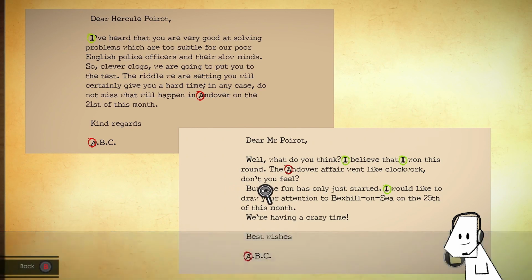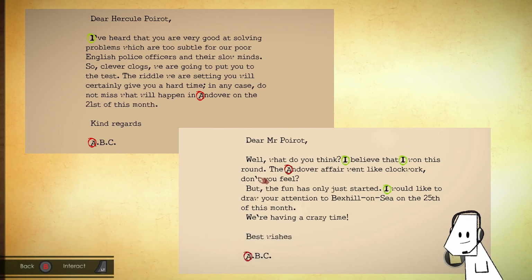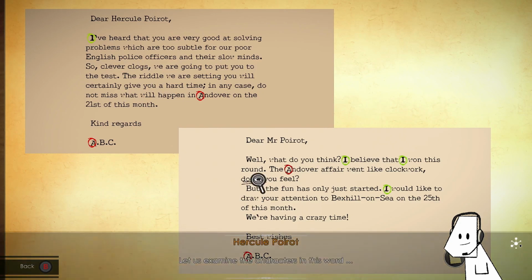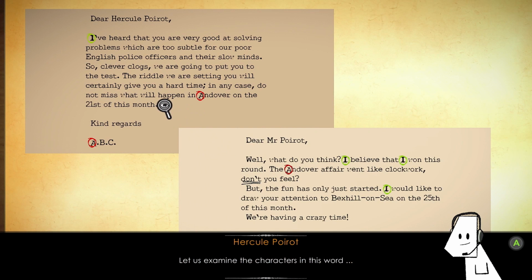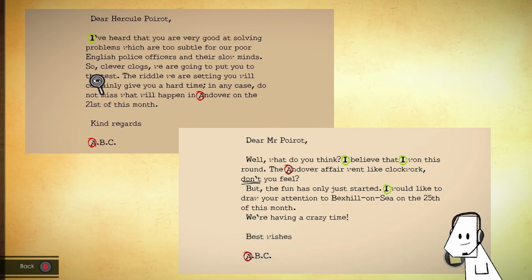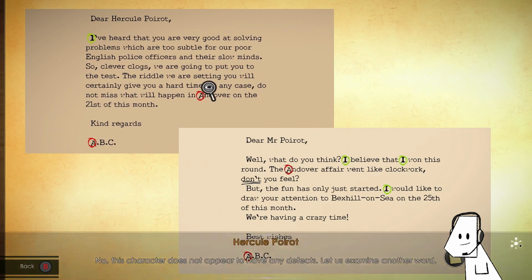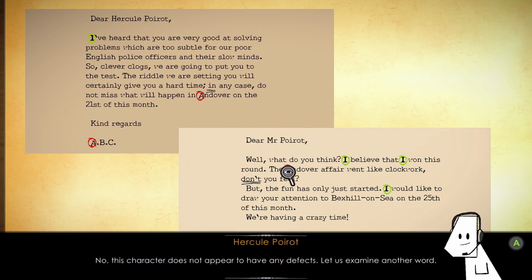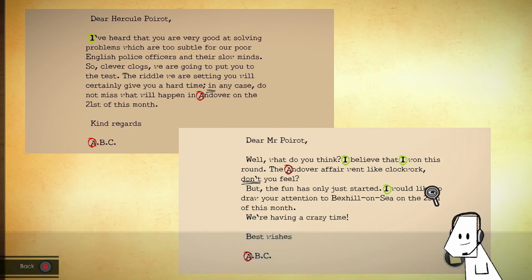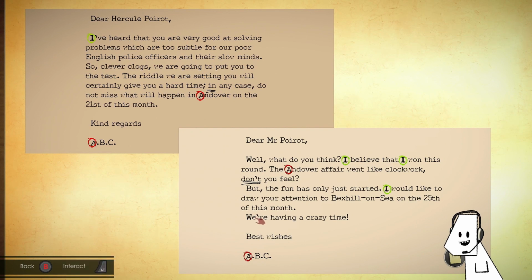The, what are they called? The apostrophes, I think they're called? Let us examine the characters in this word. Wait, I don't know about apostrophes in this. No, this character does not appear to have any defects. Let us examine another word. What am I missing here?